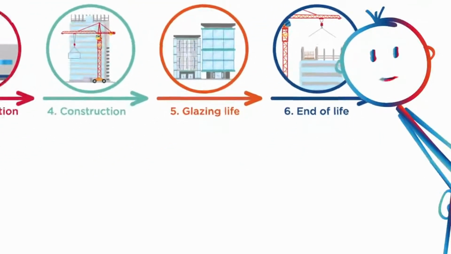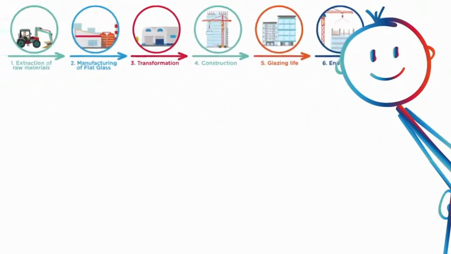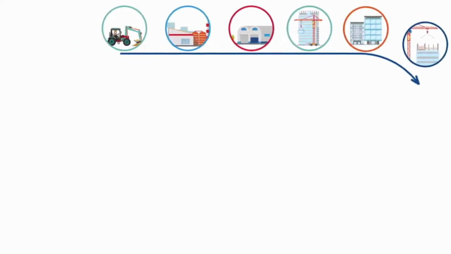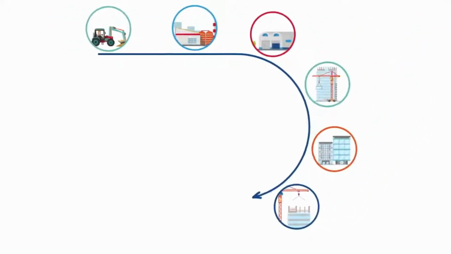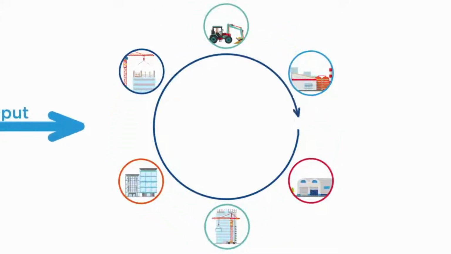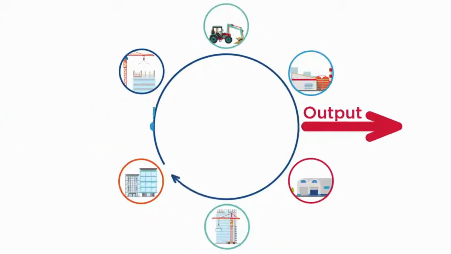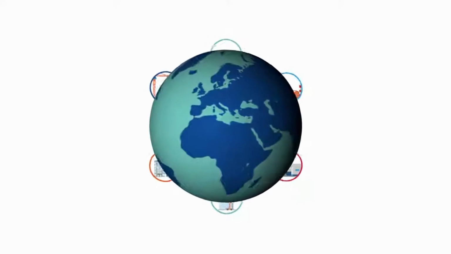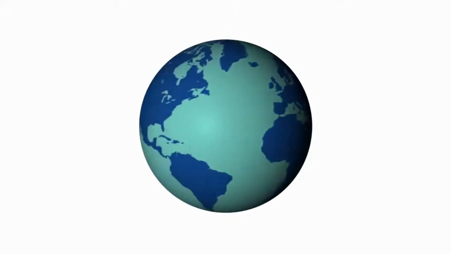So, what about LCA? LCA involves the assessment and quantification of environmental impacts during each of these stages. Saint-Gobain is the first glass manufacturer to have conducted a full life cycle analysis of its products. This assessment has enabled us to implement an effective action plan for reducing our environmental impact.